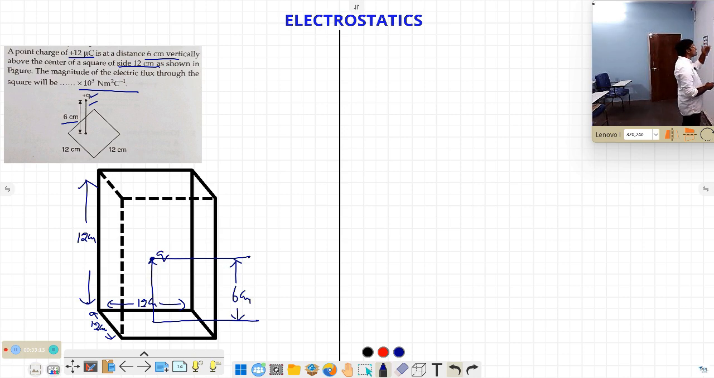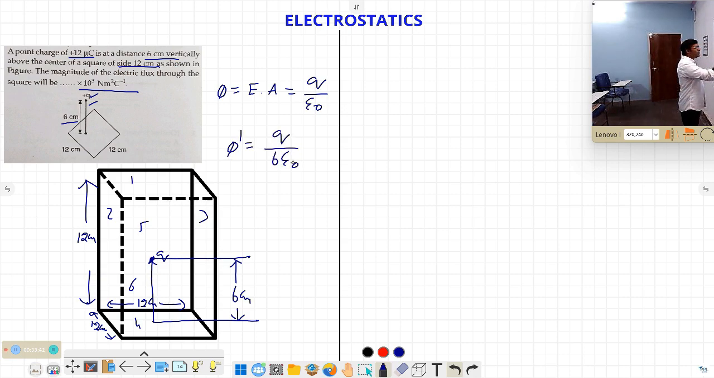Now, what the question is asking: what is the flux enclosed in that? Flux equals E into A, electric field into area of cross section, or otherwise we can write Q by epsilon. But whenever the charge is at the center, the charge is covered by 6 faces: 1, 2, 3, 4, 5, and the front side is 6. Total 6 faces it covers. So what is the flux across each face? The flux across each face is equal to Q by 6 epsilon naught is the formula for that. You know the previous concepts. Now apply here.